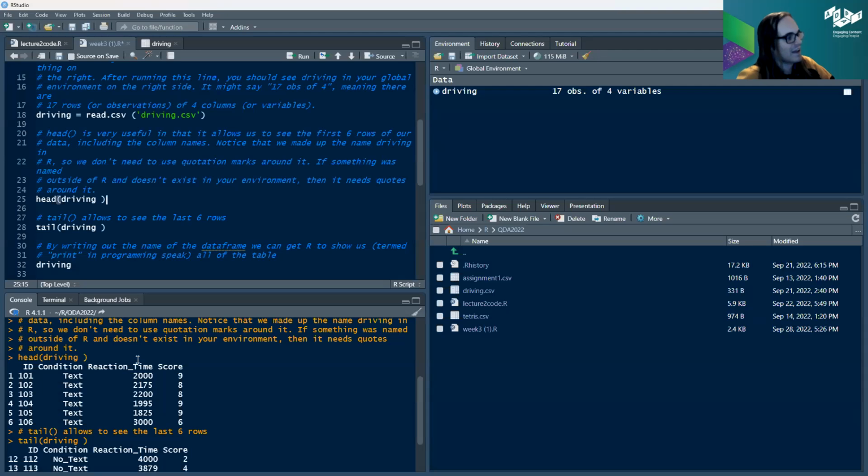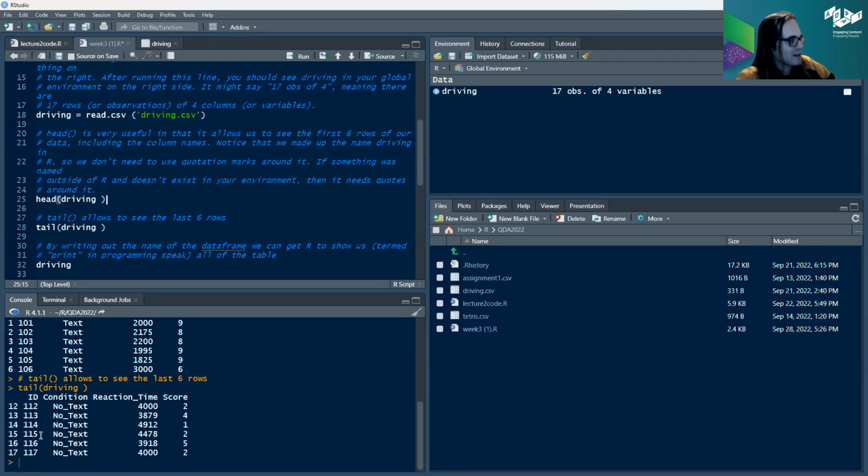So it could mean anything. I interpreted it as meaning that reaction time is how long after the light turned green the driver noticed and pressed down on the gas. And score was a research assistant rating everyone's driving score on a scale of 1 to 10, watching and noting down their driving score subjectively. So I have these 4 columns of data, and I have 17 rows.